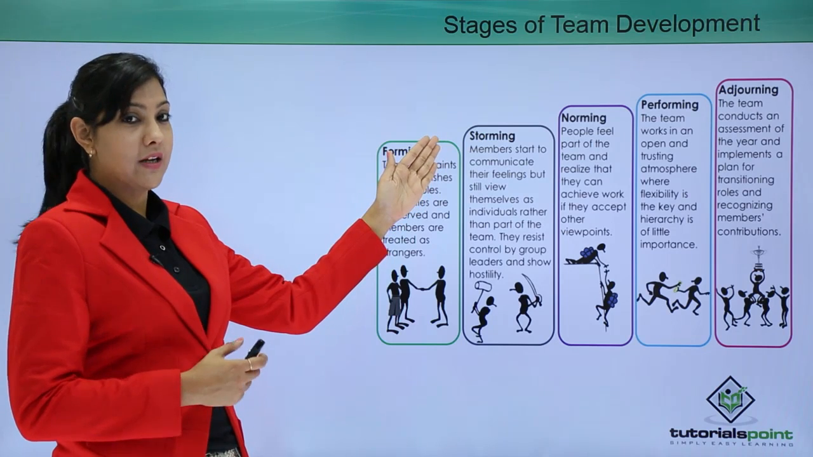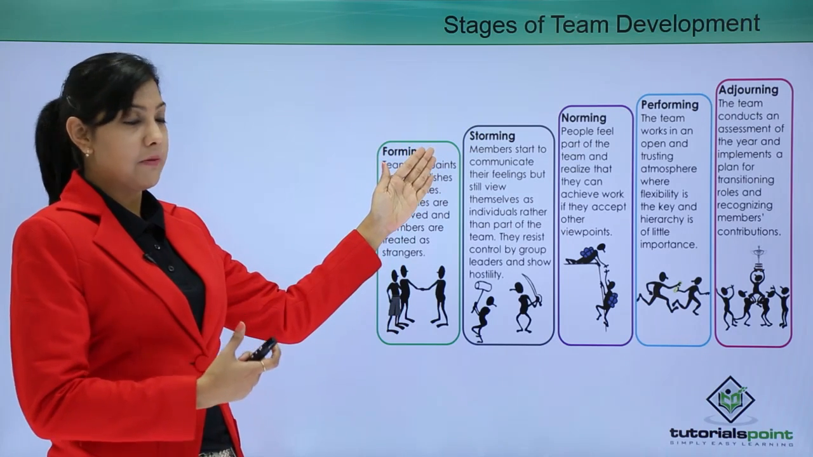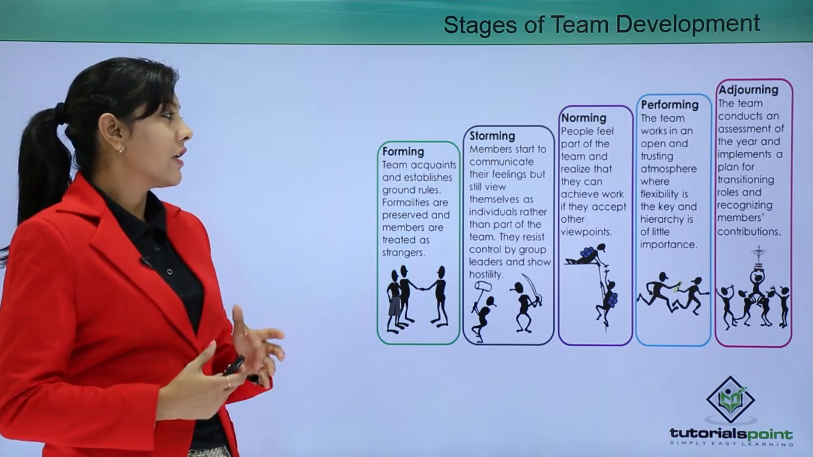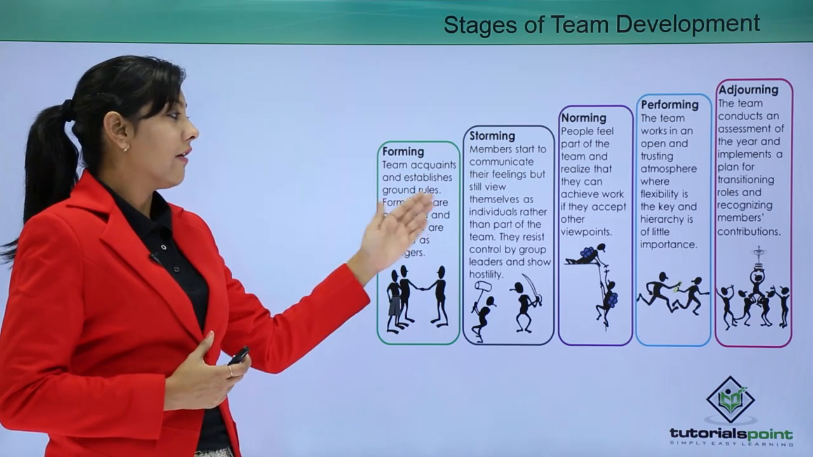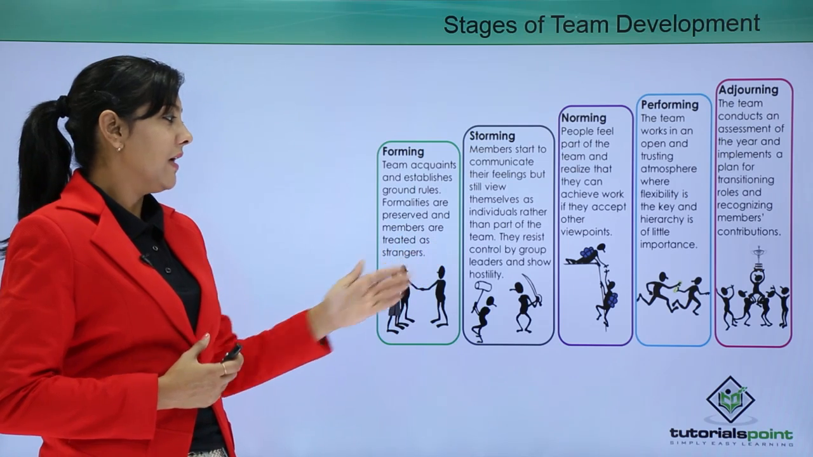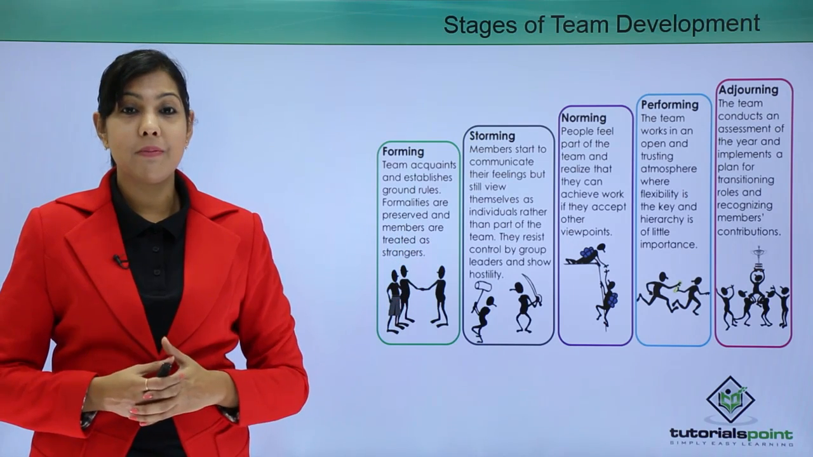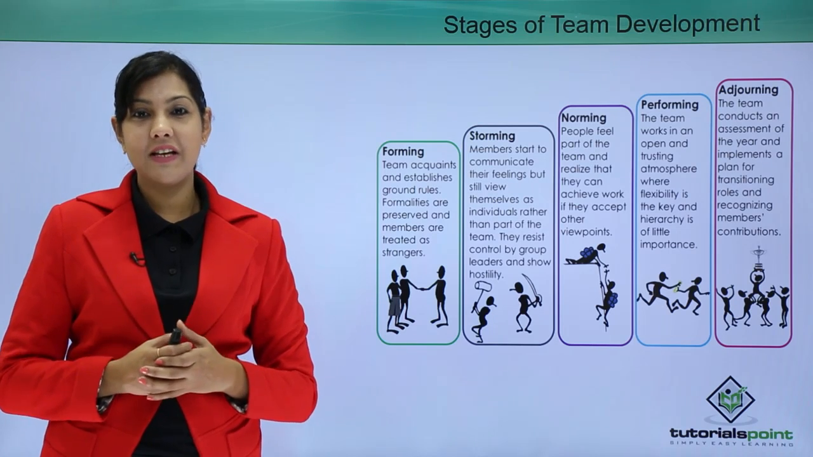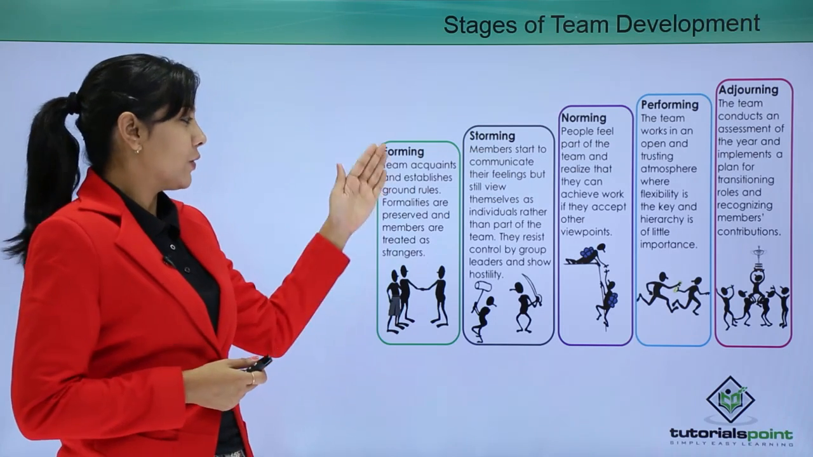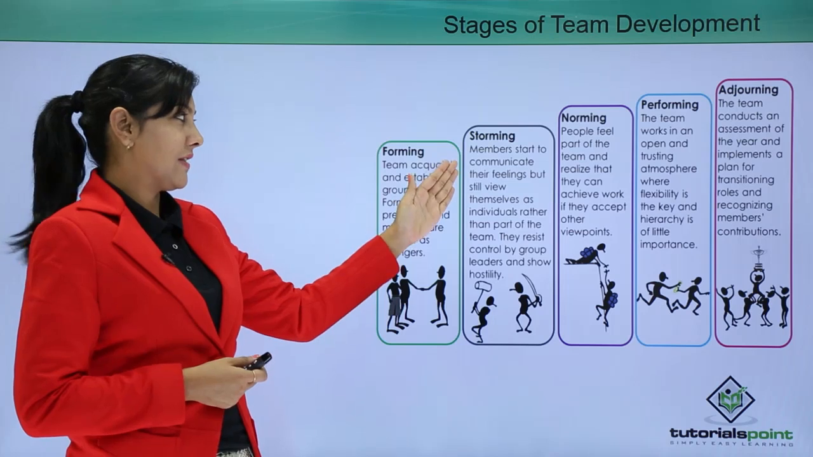Storming is the next stage wherein, after you know each other in a team well, members start to communicate their feelings, but they still feel that they are individuals rather than part of the team. They resist the control by the team members. They have not really opened themselves up and they still feel like they are strangers. So, that's the storming stage, which is the next stage.